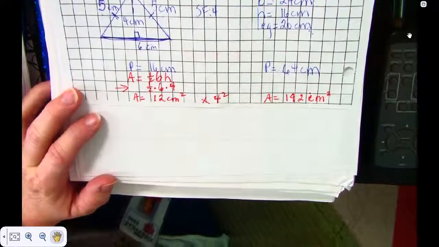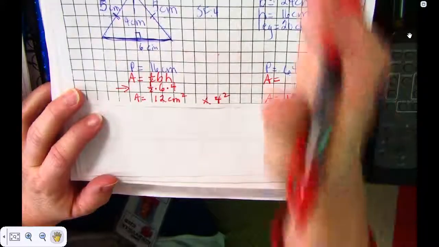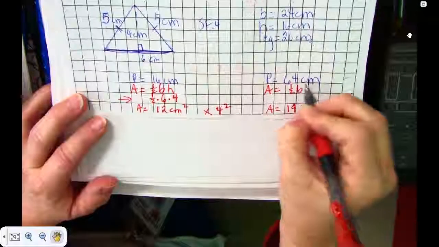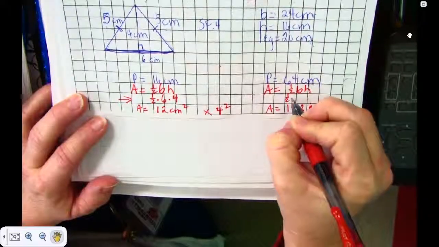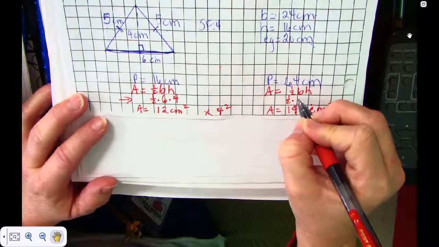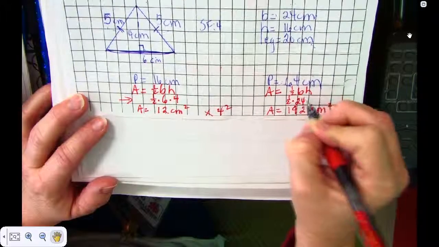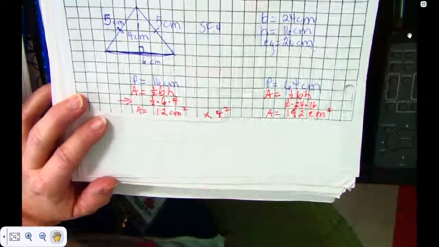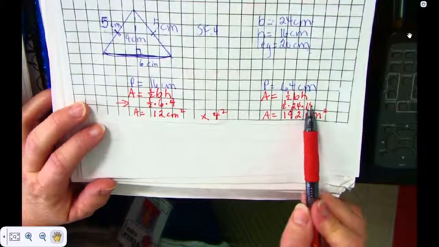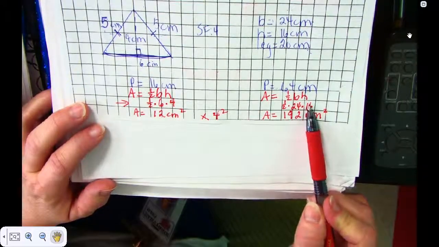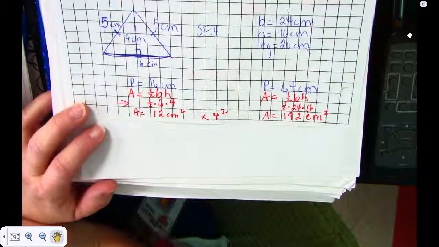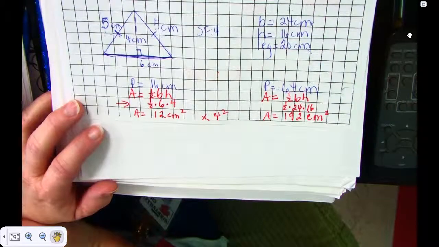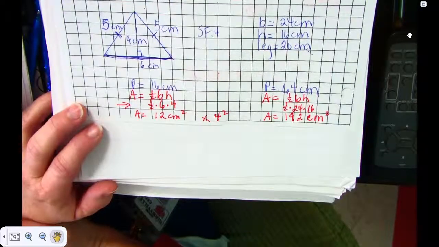192 centimeters. Okay, let's go see. Let's actually do the area of this triangle and see if that's what we get. 1/2 times, what's the base? 24. What's the height? 16. Hey, let's do it differently. What's half of 16? 8 times 24 is 192.